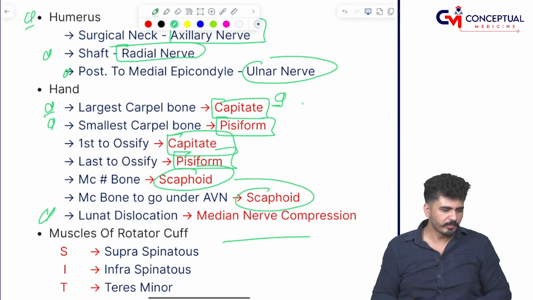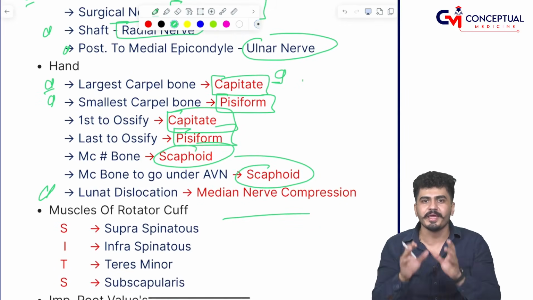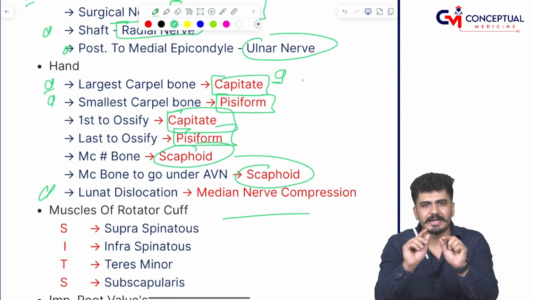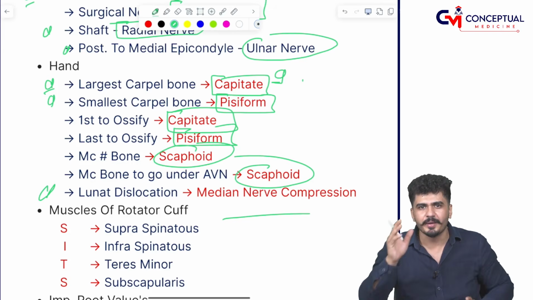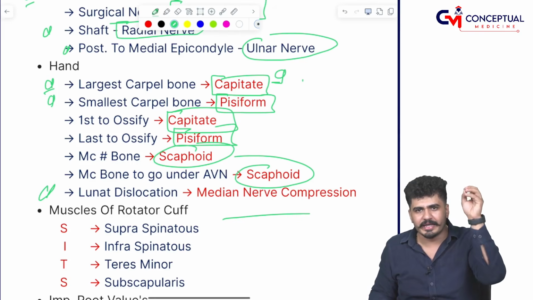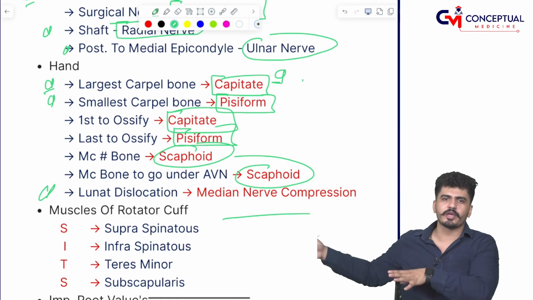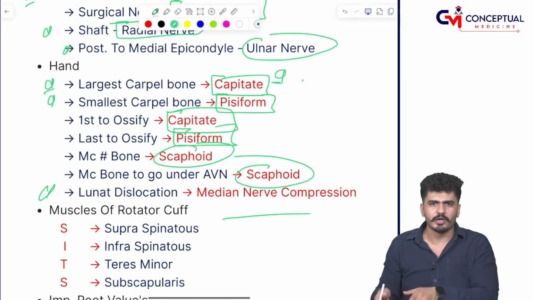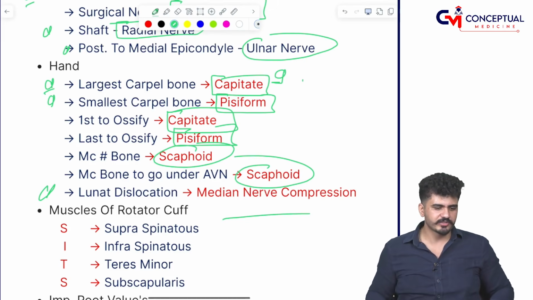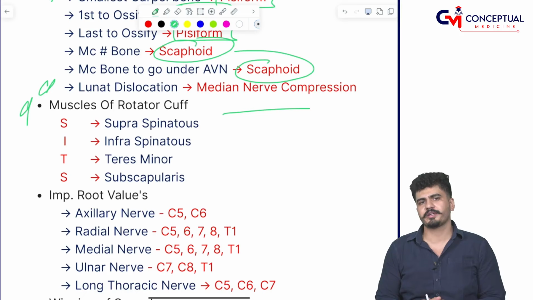So again, I want to repeat for all of you what I've just taught you, my dear friends. The largest bone is going to be capitate, smallest pisiform, first to ossify, that is capitate, last to ossify, pisiform. Most common bone to get fracture and go under avascular necrosis, that is also your scaphoid. Most common to dislocate, lead to median nerve injury, lead to carpal tunnel syndrome, that is your lunate dislocation. So far, so good. Let's move on to the next one, that is muscles of rotator cuff, my dear friends.